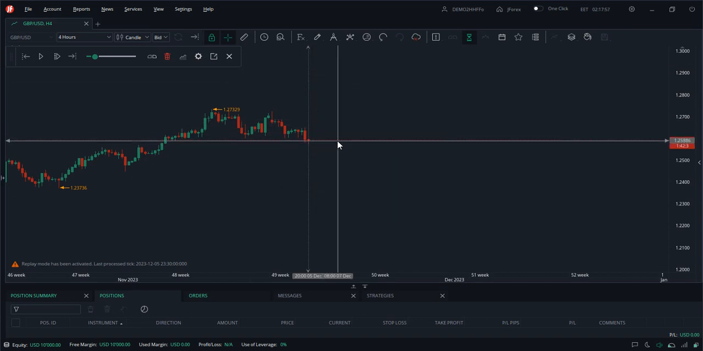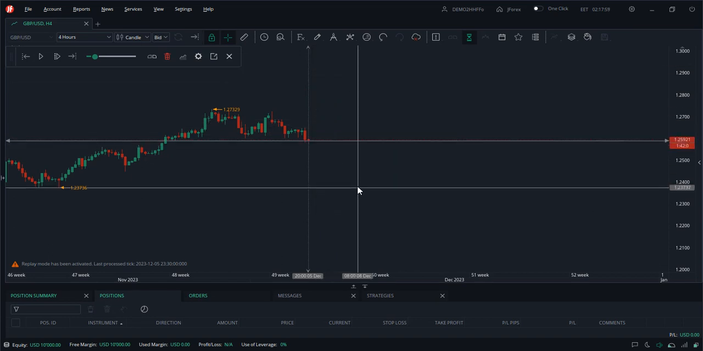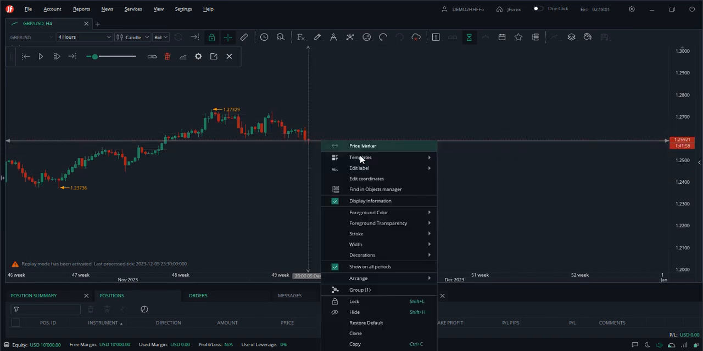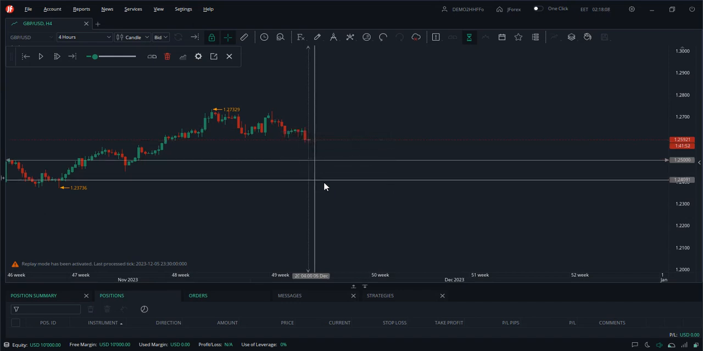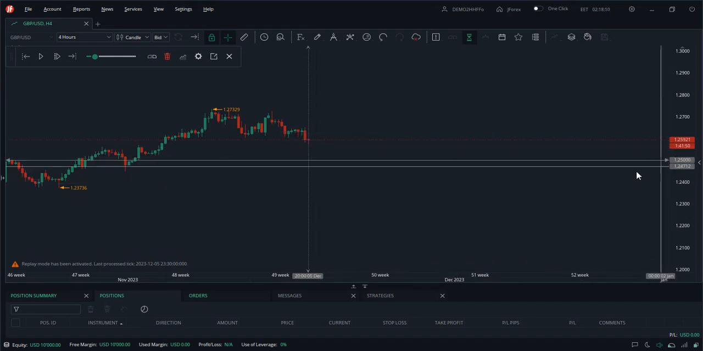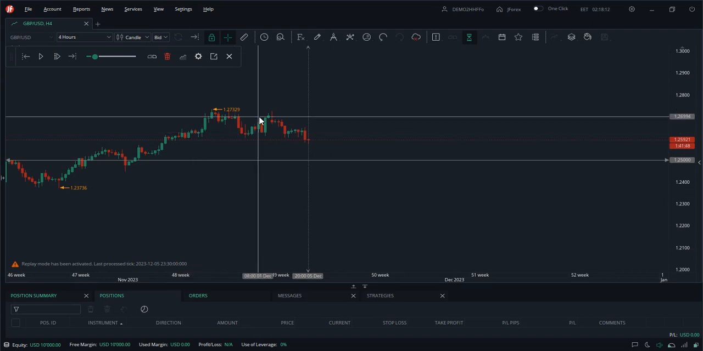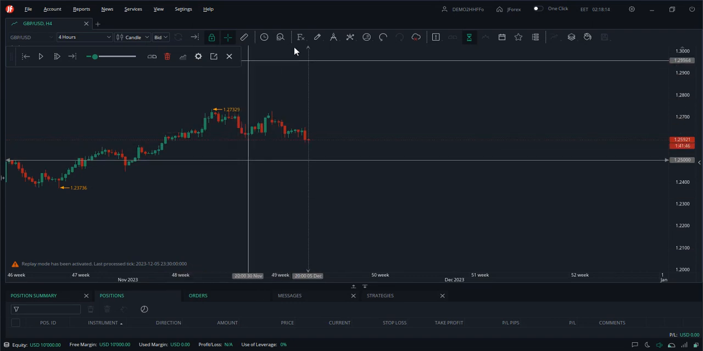That is for GBP USD. So I'm using this price marker to pick out that psychology level. Now I'll edit the coordinates to 1.25000. You can see it's on 1.25 thousand. So the next psychology level after this will be 1.26 thousand.